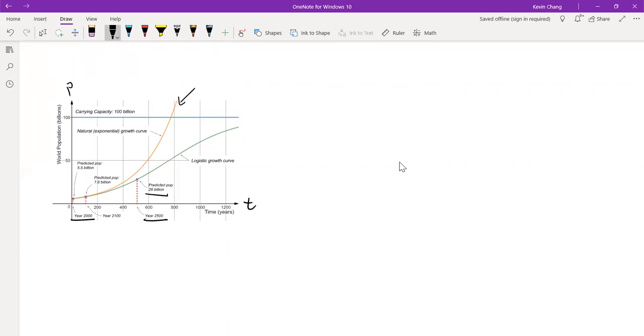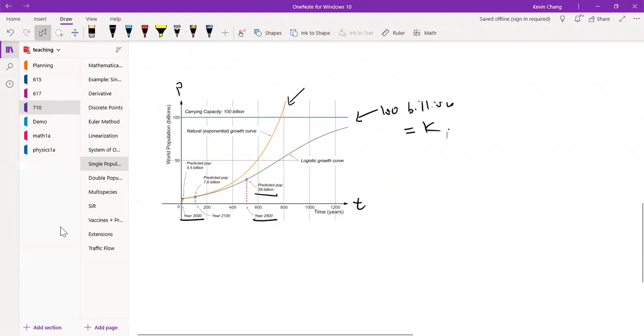Obviously, nothing is exponential in real life. There are always limiting factors, such as sharing the same natural resources and other things that will limit every species to a specific carrying capacity. So in that case, he estimates the carrying capacity to be 100 billion, and that's going to be the k value in his equation. So this is essentially an example of how a single population model can be applied.